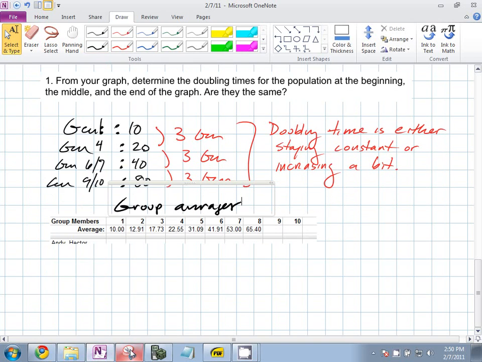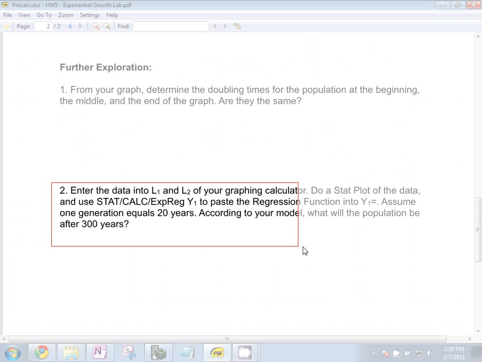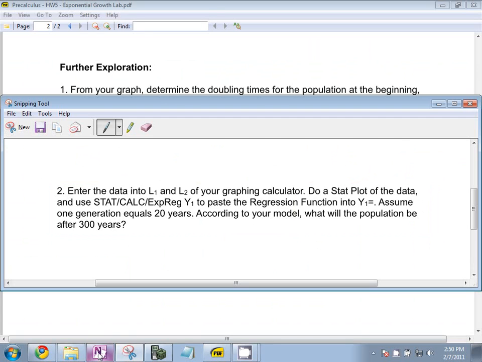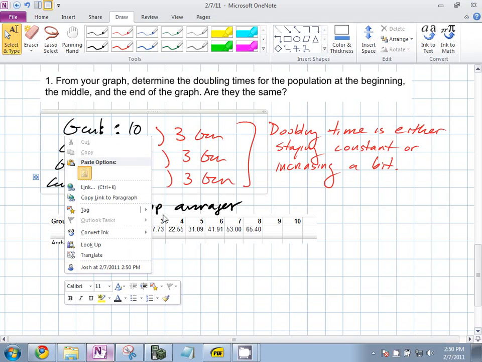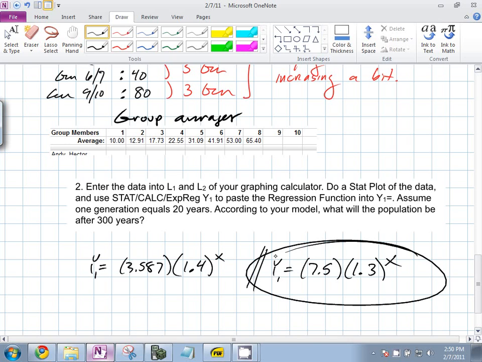Okay, so the second question asked for you to actually use expreg. You needed to use expreg on your data set. That's what you're supposed to do. Who has an equation for me? Brooke, what do you have? Y equals 3.587 times 1.4 to the x. Anybody else have a different one? No one else did the homework. Andy, what'd you get? Y equals 7.5 times 1.3 to the x. I'm generally seeing more like 7.5, but it completely depends on your data set.